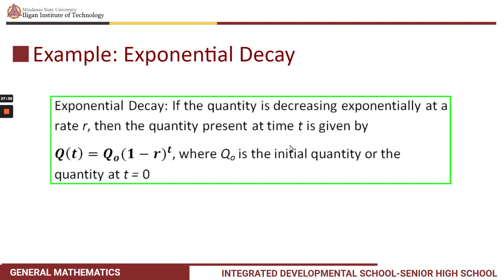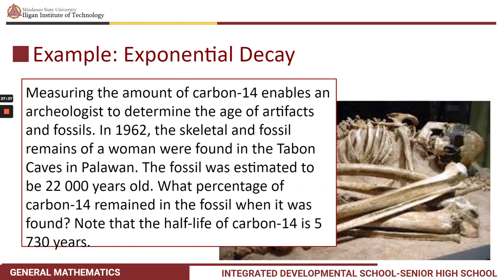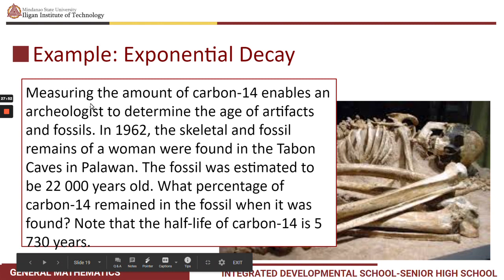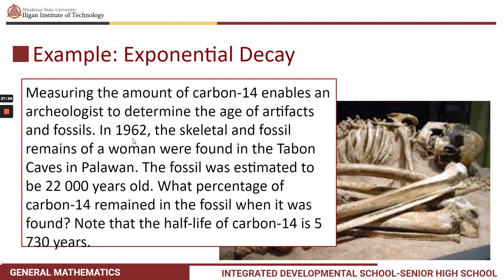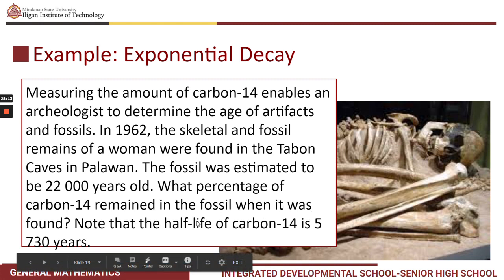So let's have an example. An example of exponential decay is this one. Measuring the amount of carbon-14 enables an archaeologist to determine the age of artifacts and fossils. So if you're planning to be an archaeologist sometime in the future, this is a good example and a problem for you. In 1962, the skeletal and fossil remains of a woman were found in the Tabon caves in Palawan. The fossil was estimated to be 22,000 years old. What percent of carbon-14 remained in the fossil when it was found? Note that the half-life of carbon-14 is 5,730 years. So that's the only given.